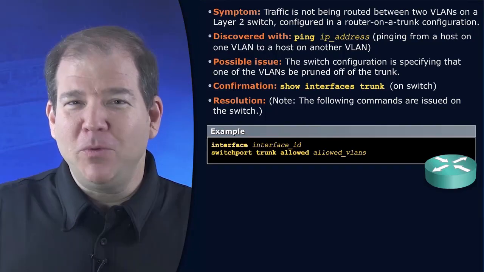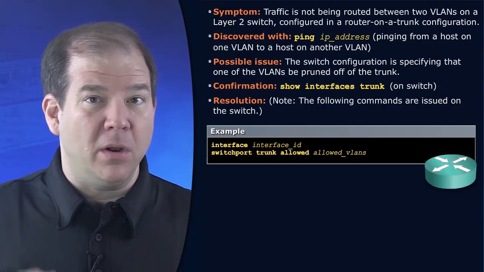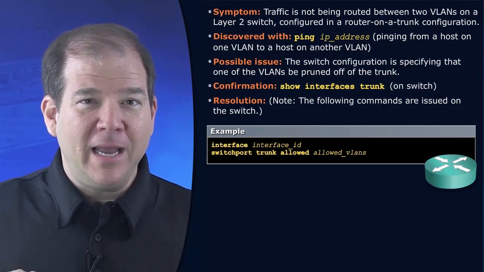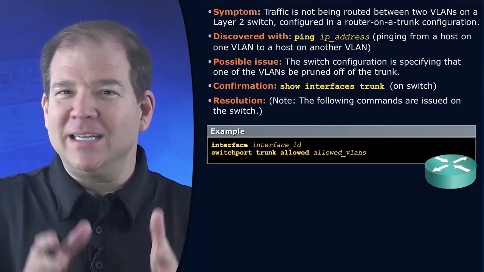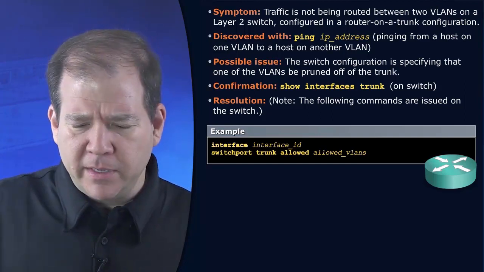How do we see what, if any, VLANs are pruned off of a trunk, what VLANs are allowed on a trunk, in other words? And if a necessary VLAN is not allowed, how do we fix that? How do we add it back? Well, let me take you out to the live interface right now and let's take a look.